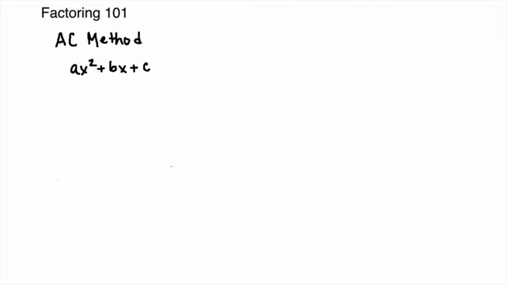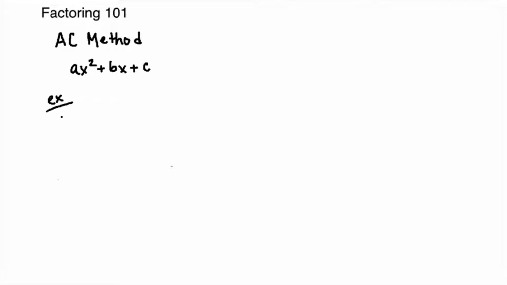So the last method that we're going to talk about is called the AC method. So remember we talked about at the very beginning that the standard form of a quadratic is ax squared plus bx plus c, where a, b, and c are constants. And if you remember back to the tree method, you'll notice that it only works if a is equal to 1. So the AC method deals with when a is not equal to 1 and combines both the tree method and grouping. So let's take a look at this example.